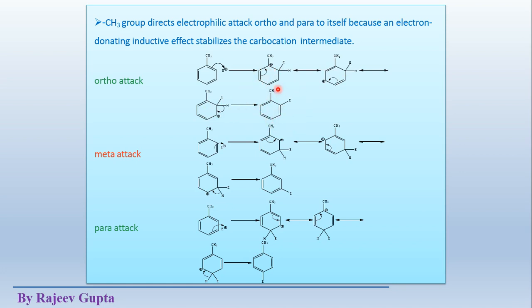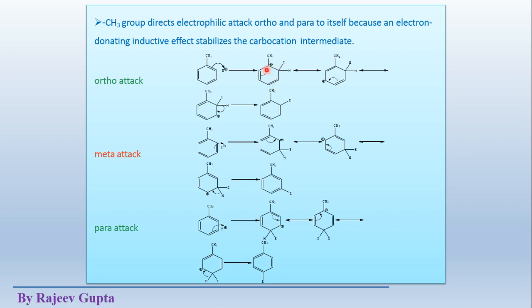Okay, now see, in all these 3 types of attacks, ortho, meta, para, we get a total of 3 resonating structures. Ortho 3 resonating structures, meta 3 resonating structures, para 3 resonating structures. Means the number of resonating structures is the same in all the cases. So we cannot just count resonating structures, we have to see the stability of the resonating structure.